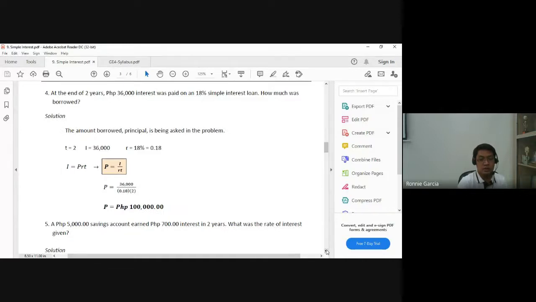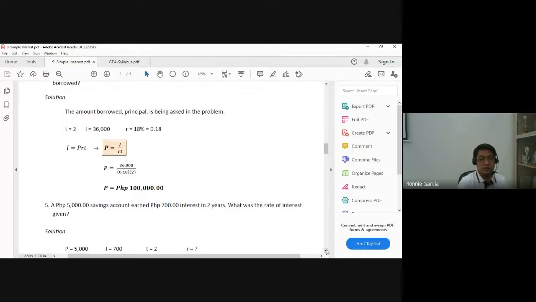So let's check the solution. 5,000 pesos is the principal. That's the savings, ang kwarta niya ihang gipatubo. 700 pesos is the amount of interest as mentioned in the problem. Earned 700 pesos interest. So that's I. 2 years is the time. R is the question mark or the unknown.